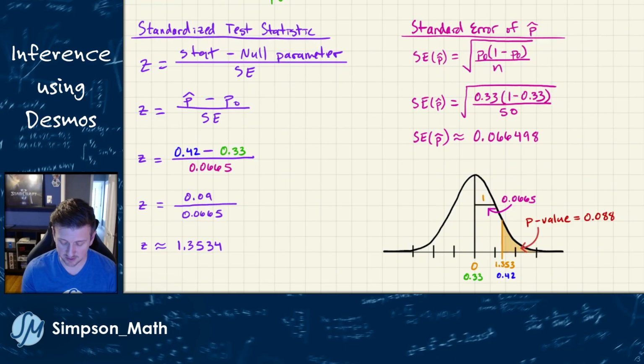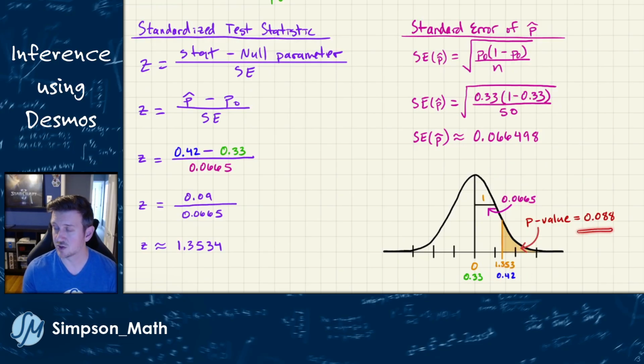If the mean is 0, standard deviation is 1, and we get 1.35, how likely is it for us to get a value equal to that number or bigger by dumb luck? Turns out it's about 9%, about 0.088. Or if we leave it at the null of 0.33 with this standard error, how unusual is 0.42?